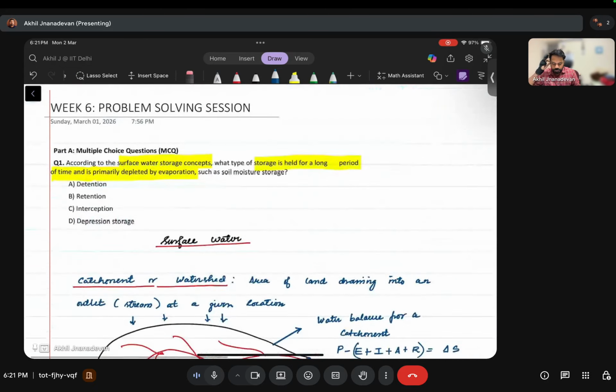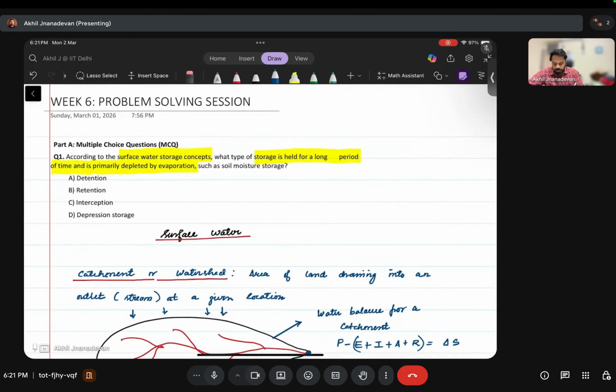So the options you can see, the question is about the storage which can store water for a longer period of time, so that is called retention storage. Detention storage is nothing but storing for a short period of time. Interception is the water getting trapped before reaching the surface. Before reaching the catchment, the rainwater gets intercepted. It can be stored in the leaves or the branches, so that is called interception water. They are not long term.